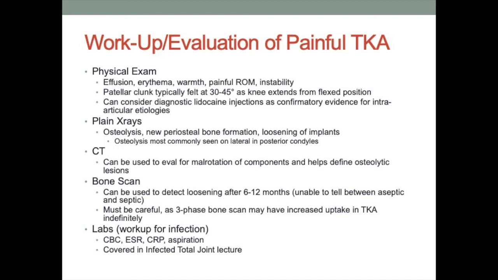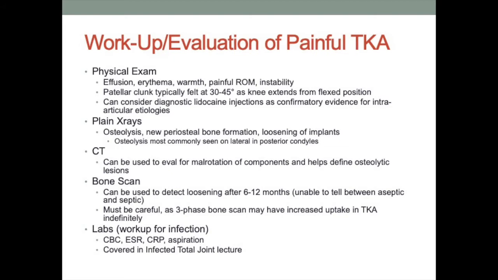Next thing after physical exam, obviously always start with plain x-rays. You may see osteolysis, you may see a periosteal reaction, you may see a frank loosening of the implants or cement mantle defects. And osteolysis is most commonly seen on the lateral and posterior condyles. So usually it's the lateral view that's going to give you your best chance to see this, because the femoral component usually blocks the visualization of the condyles on the AP view.